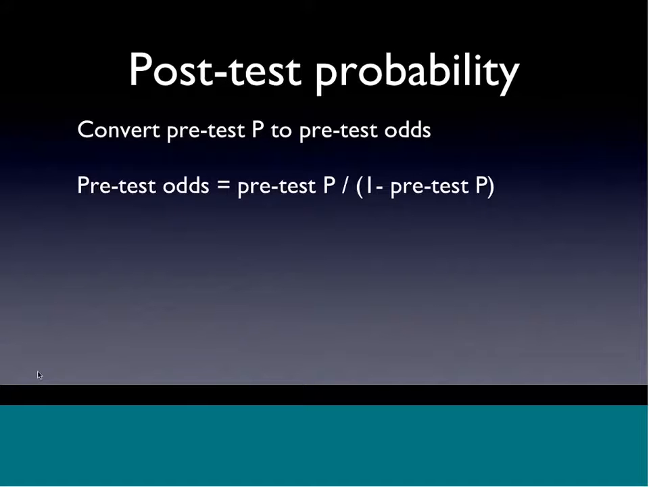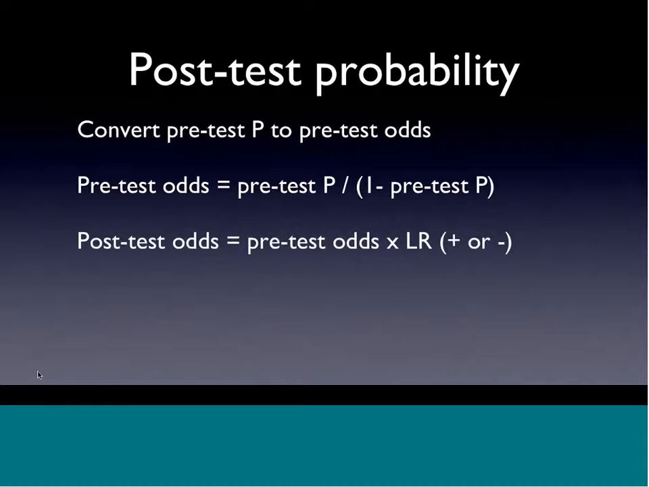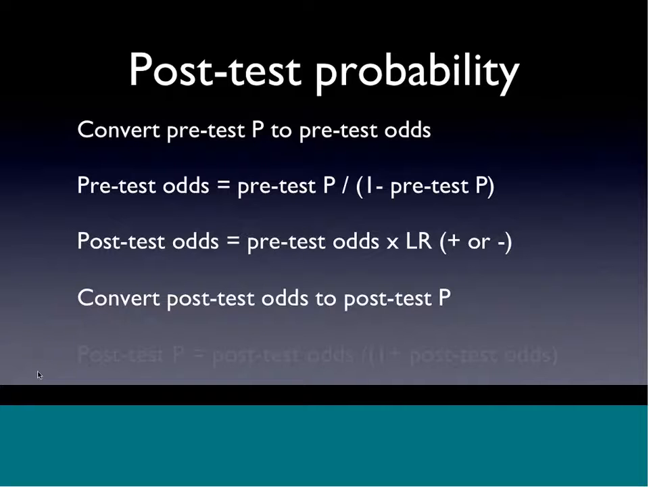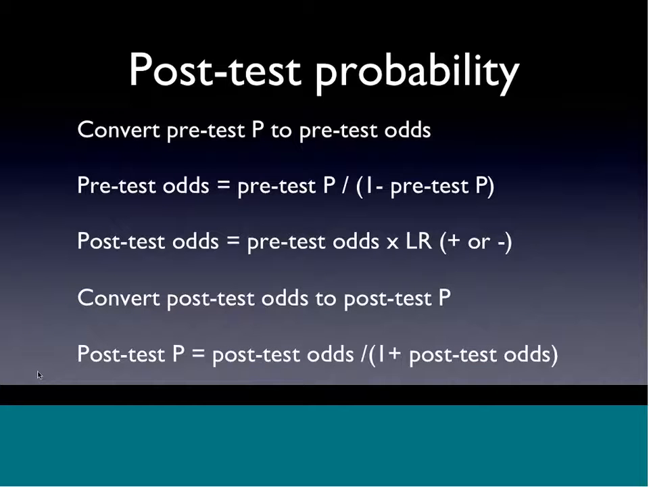So this is the formula. To get to pre-test odds, you take pre-test probability and divide it by 1 minus the pre-test probability. The post-test odds will be the pre-test odds multiplied by the value of the likelihood ratio, and it may be positive or negative depending on the result you got from that test. Then you convert back from odds to probability: you take post-test odds and divide by 1 plus post-test odds. So you're going to have a post-test probability.